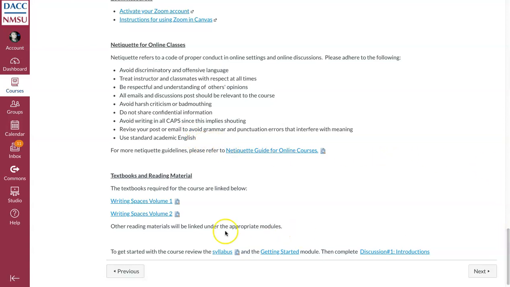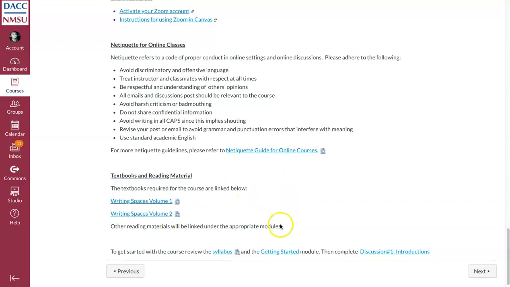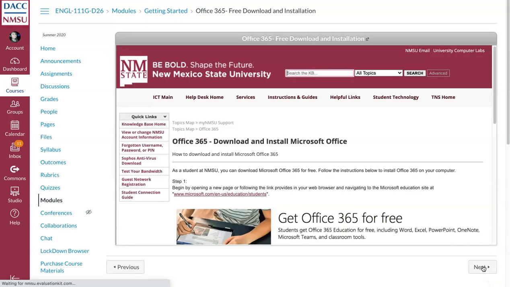Lastly, we have the books. I have them linked here again in case you forget. They are linked in the home page, and also right here in this introductory course page. Finally, to get started, what you want to do is read the syllabus, read the Getting Started module, and the discussion introductions. That's our first discussion. You have to introduce yourself.